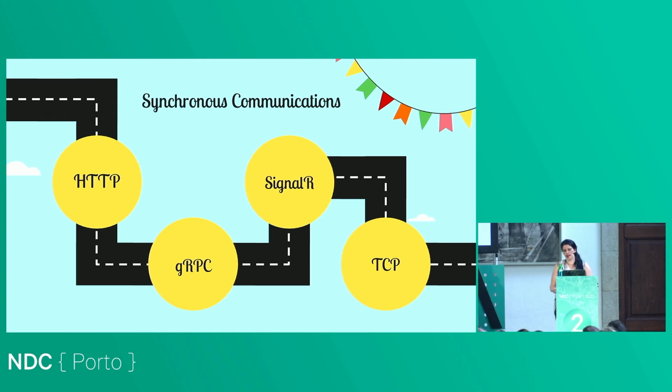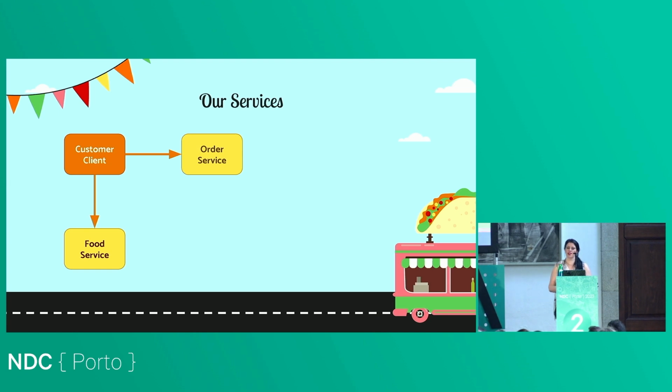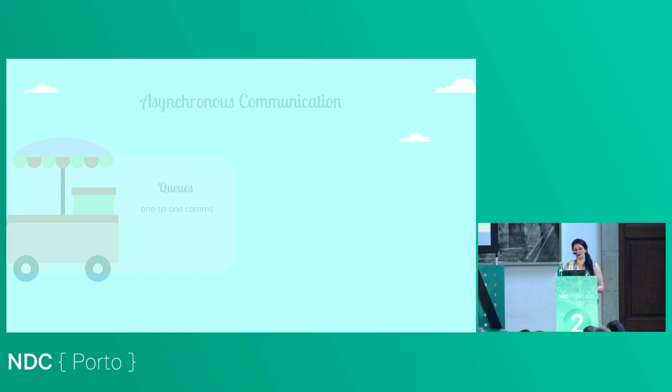Now, I would say that you want to do this for anything that is customer-facing. You, as a human, want that response now. You want that two-way communication. So these are all synchronous communications. So you really want to think about who needs information right now, and that's your customer, okay?